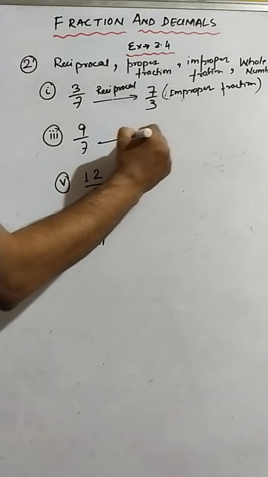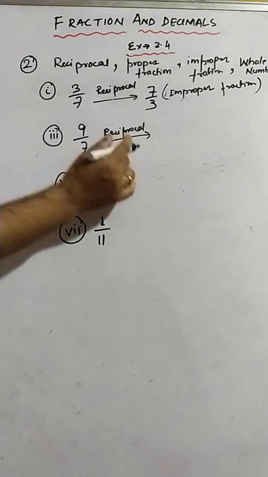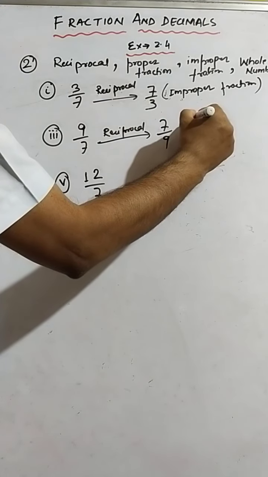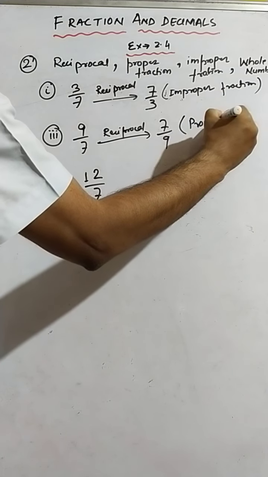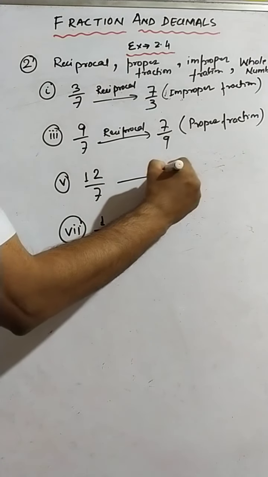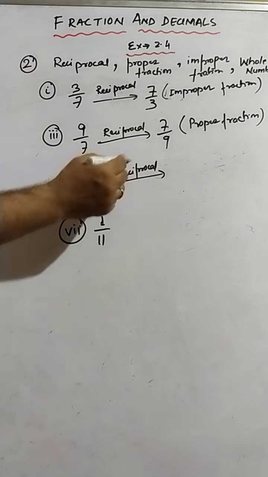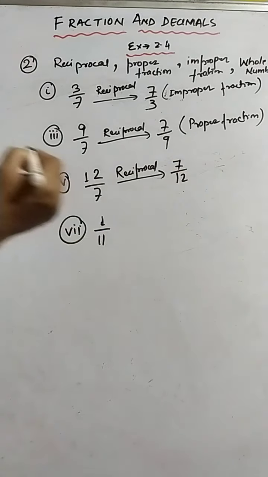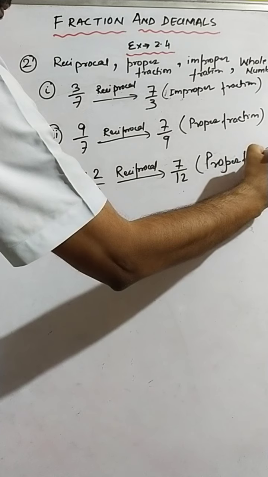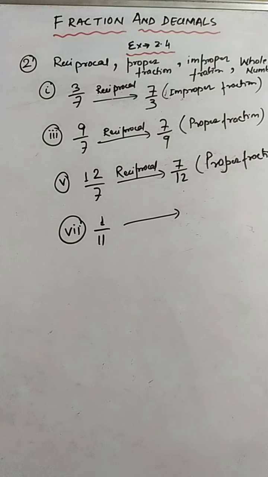Same thing we'll do with this reciprocal. So 9 by 7 reciprocal is what? 7 by 9. So this time the numerator is less than the denominator, so it would be a proper fraction. Same thing with number 5. We have to write the reciprocal first. So 12 by 7 reciprocal is what? 7 by 12. It is again a proper fraction.